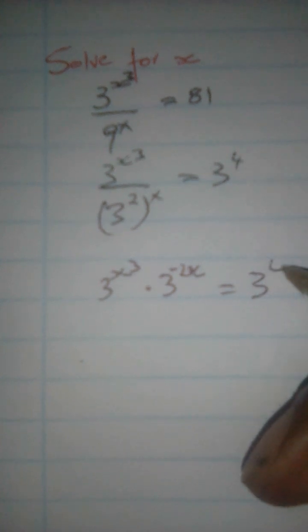The next step: 3 raised to x cubed, multiplied by 3 raised to 2x. This time it is going to be negative because of this part, which is equal to 3 to the power 4. Now you can see that we've got all these terms on the same base.